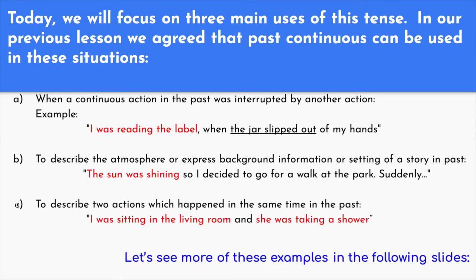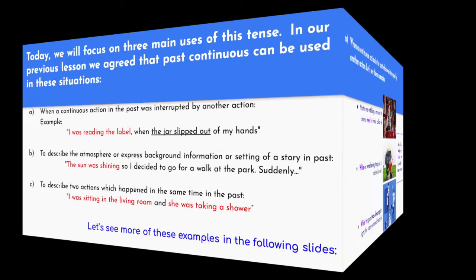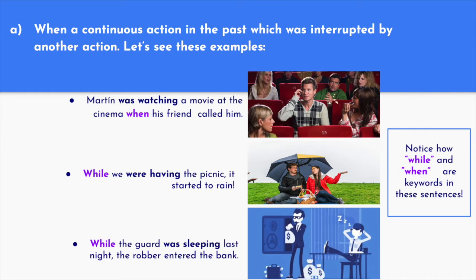In the third example, we are going to use past continuous tense to describe 2 actions which happen at the same time in the past. 2 continuous actions that happen simultaneously. For example, I was sitting in the living room and she was taking a shower. 2 simultaneous actions happening at the same time, right? Continuously.